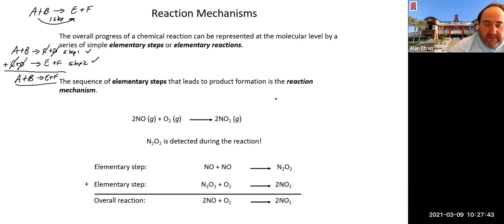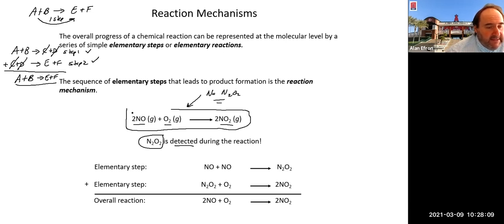For example, in this reaction we take some NO and some O2 and make some NO2. But when this reaction is taking place, N2O2 is actually detected, and obviously in the reaction as written there is no N2O2 present. That implies the reaction as written doesn't occur in a one-step process. Because N2O2 is detected, it had to be made somewhere along the way and then get used up.